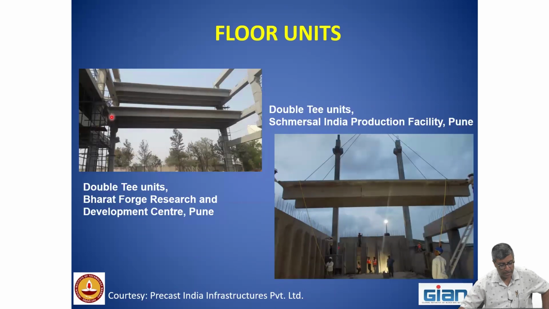Double T units are used in industrial buildings. In the US, these are very common for parking garages, and we also see some of this in the parking garages of the malls. Okay.